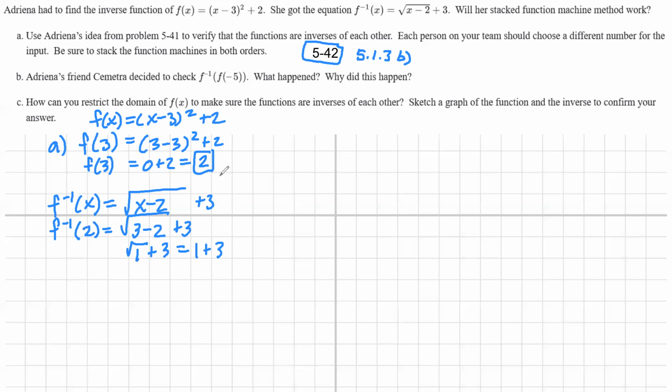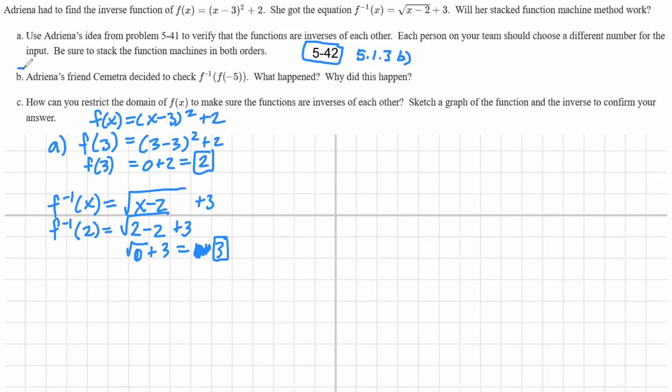Oh, sorry. Yeah, I messed up. I was like, that is not what I got last time. So this is not 3, this is 2. So I need to erase that and put a 2 there because I plugged in 2, not 3. So 2 minus 2 is 0. So the square root is 0 plus 3. So I get 0 plus 3, which is just 3. So the answer is 3. Okay, so that was good because we plugged in 3, we got 2. Then we plugged in 2 into the inverse function, we got 3. Okay, that's the way it's supposed to work.